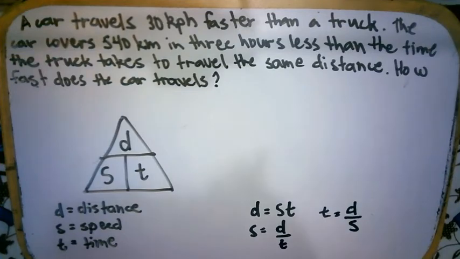Let's have another example. A car travels 30 kph, or kilometers per hour, faster than a truck. The car covers 540 kilometers in 3 hours less than the time the truck takes to travel the same distance. The question is, how fast does the car travel?